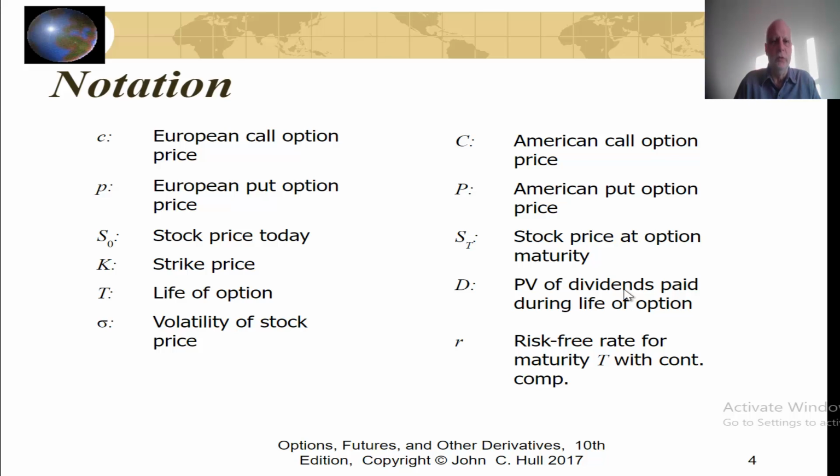Starting with notation, we will use a little c for a European call option price, a big C for an American call option price, little p for a European put option price, big P for an American put option price, S0 for the stock price today, ST for the stock price at option maturity, strike price K, T the life until the option expires, sigma the volatility of the underlying stock price, big D the present value of dividends paid during the life of the option or till the option expires, and little r the risk-free rate for maturity T with continuous compounding, a proxy for which is generally the U.S. government treasury bill.